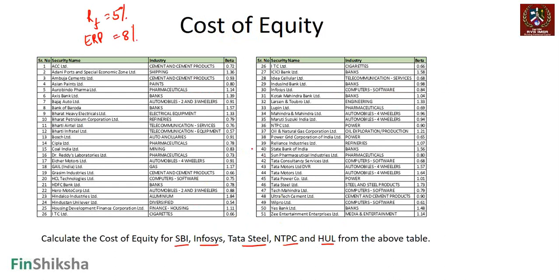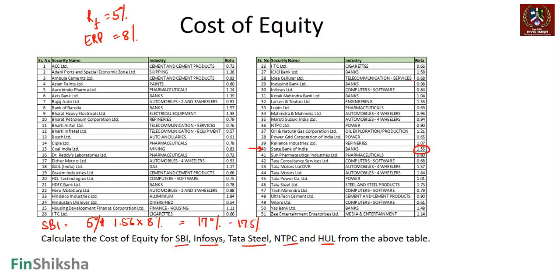So let's look at SBI. Here is SBI, beta of 1.56. So what does the equation become? That's 5 plus 1.56 into 8%. That's going to be the cost of equity for SBI, right? So for SBI, we can write it as 5% plus 1.56 into 8%. This will work out to approximately somewhere around 17% to 17.5%, approximately somewhere in between these. That's what we have for SBI, right?